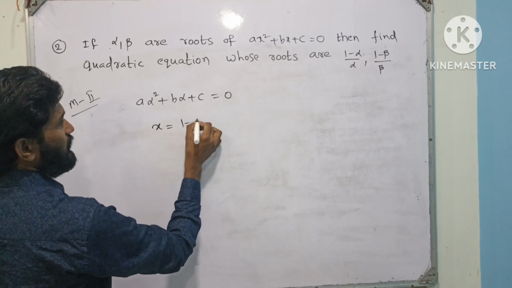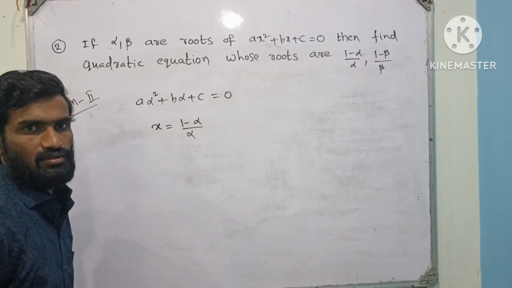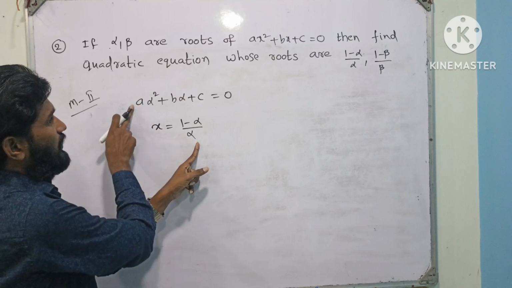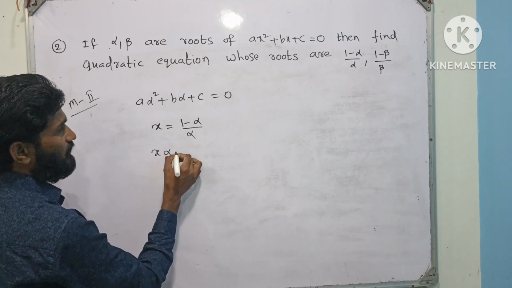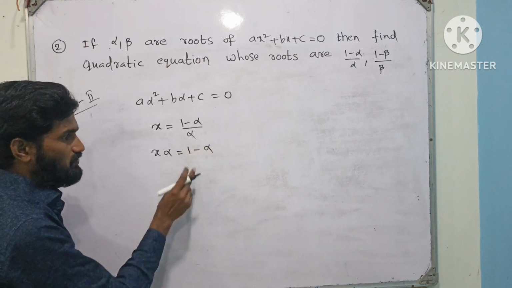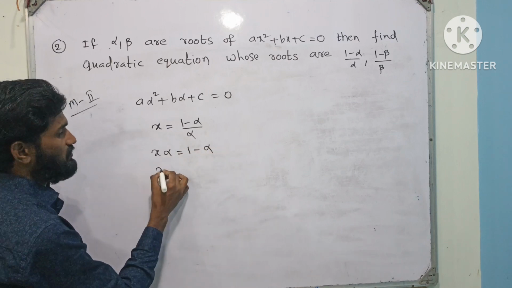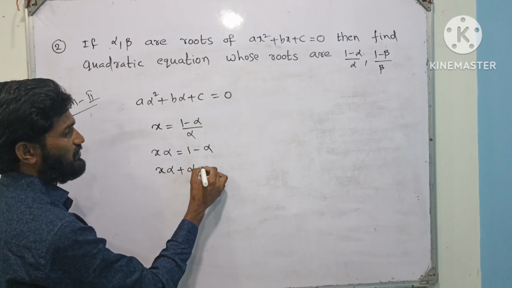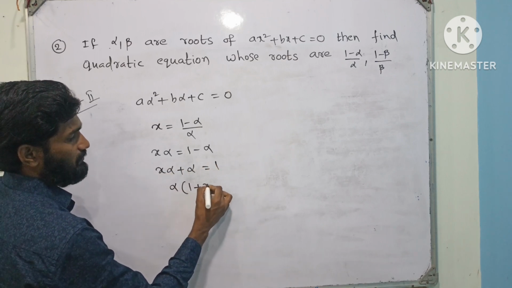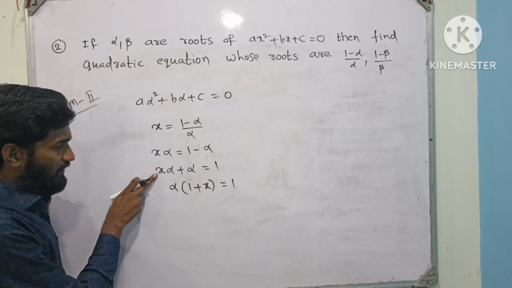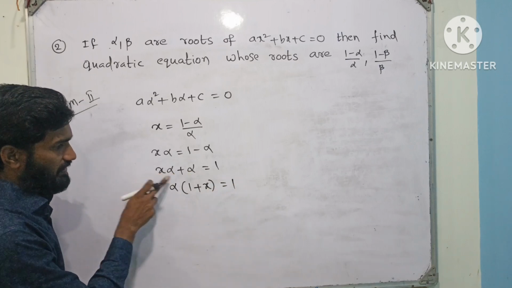In place of x, I need to take (1 minus alpha) by alpha. From this we need to find alpha and substitute in this equation. So alpha into x is x alpha, which equals 1 minus alpha. Now send this minus alpha to this side: x alpha plus alpha equals 1. Now from this we can take alpha common, which is nothing but (1 plus x). If I take alpha common, here 1 is there and here x is there.